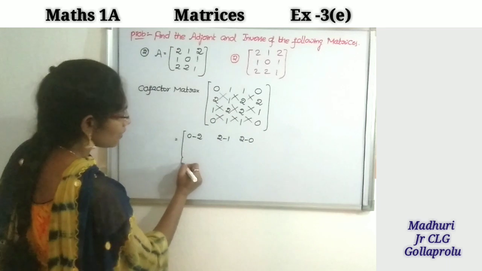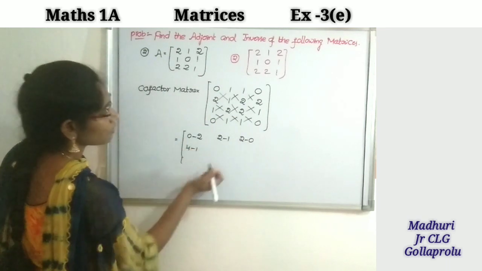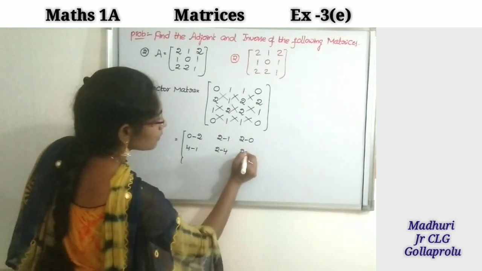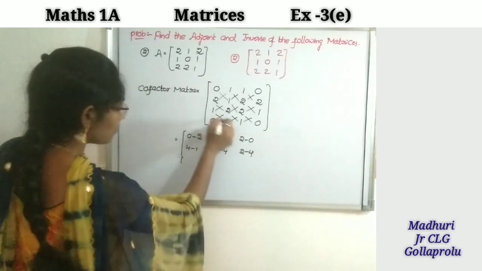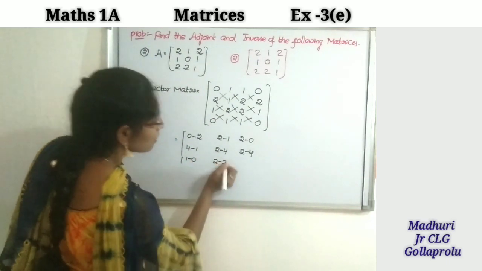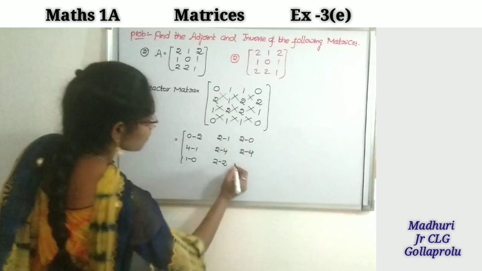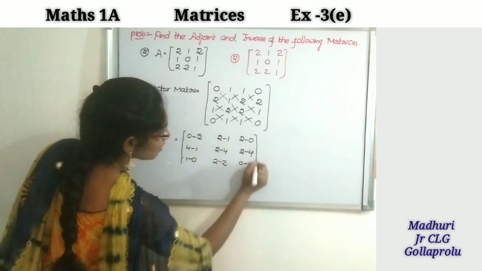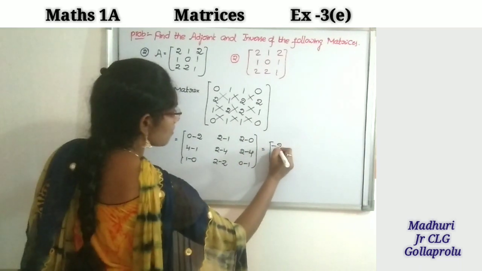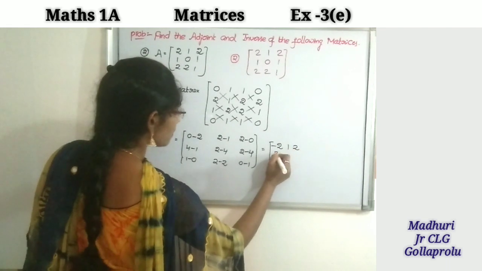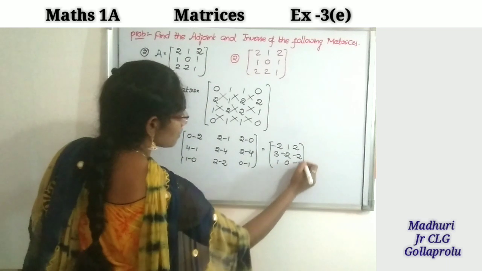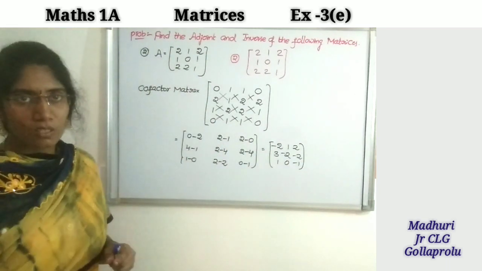Now coming to the second row, 2 2s are 4, minus 1. What is next one? 2 minus 4. What is next one? 1 minus 0. What is next one? 2 minus 2. What is next one? 0 minus 1. Therefore the answer is equal to minus 2, 1, 2, 3, minus 2, minus 2, 1, 0, minus 1. So this is the cofactor matrix.